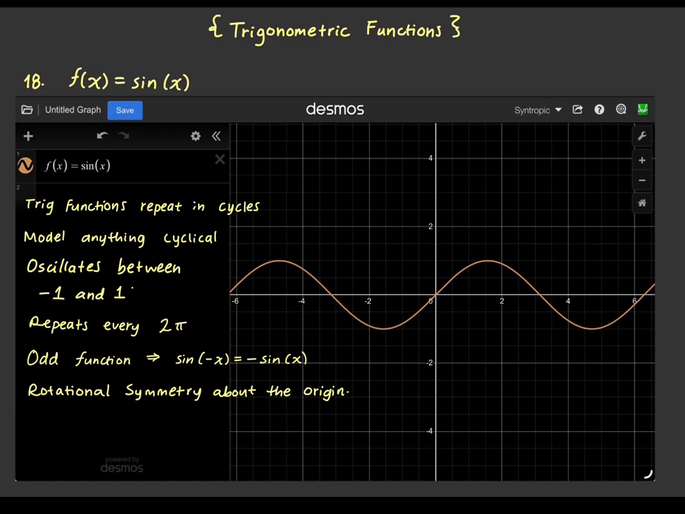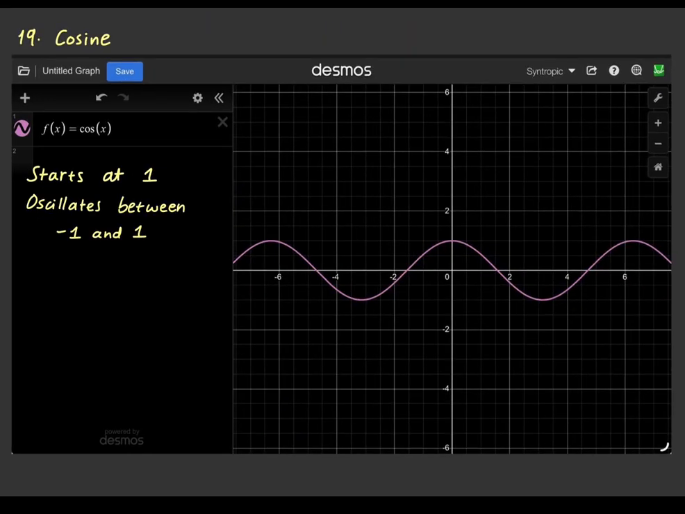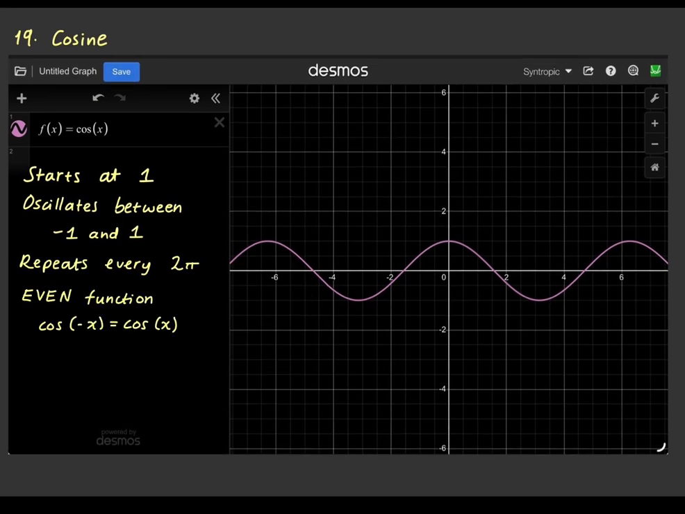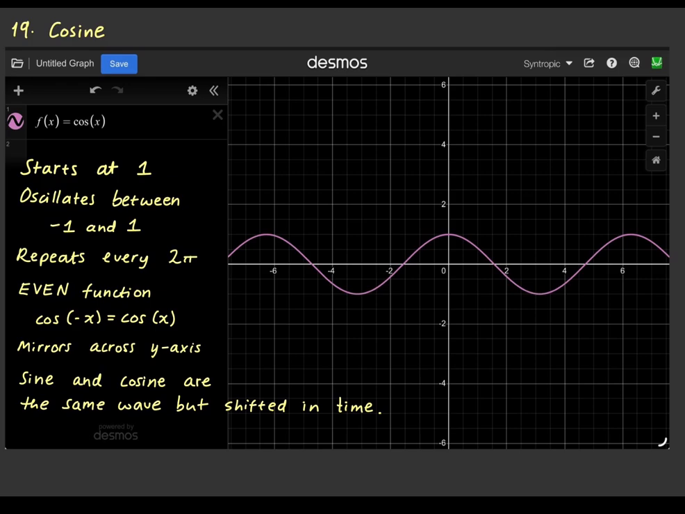Moving on to the cosine function, this one starts at 1 and oscillates between -1 and 1 as well. It also repeats every 2 pi and it is an even function. Cosine of negative x equals cosine of x, which mirrors across the y-axis. Both sine and cosine are essentially the same wave, just shifted in time.